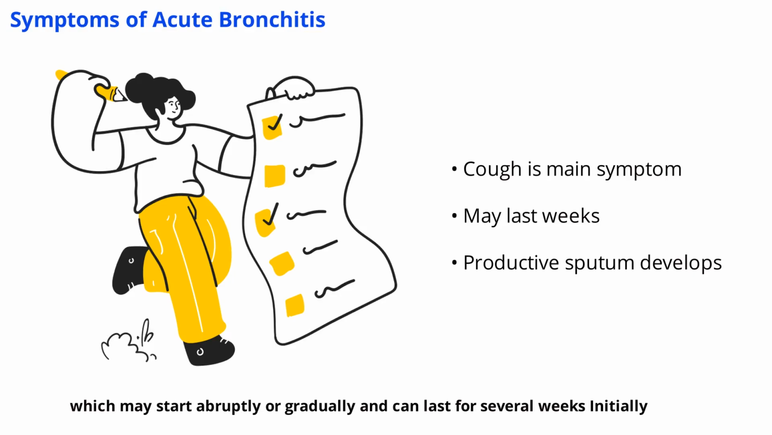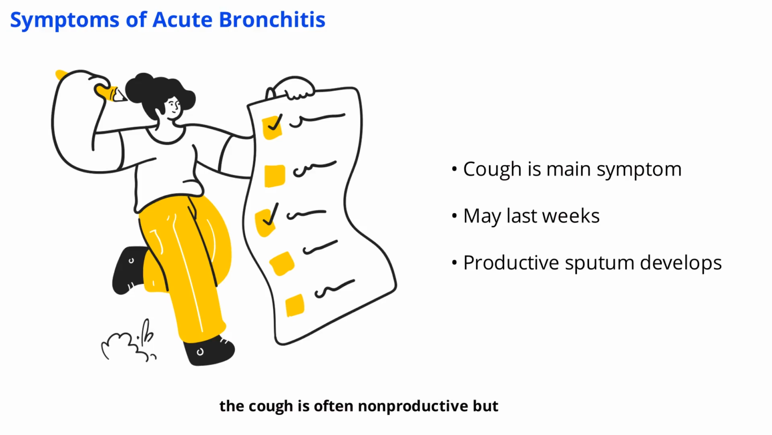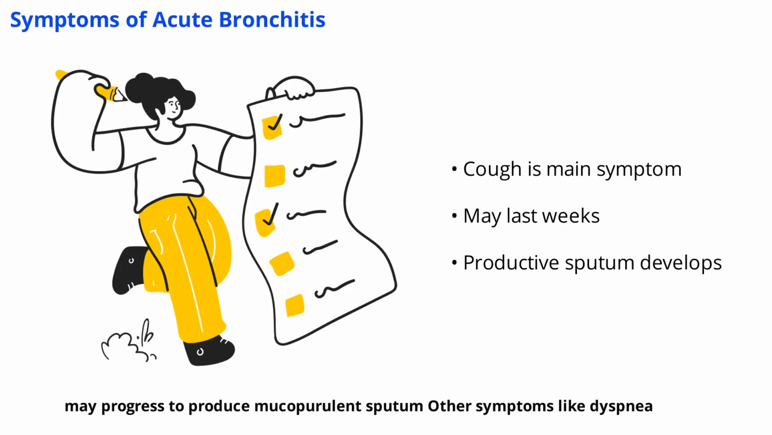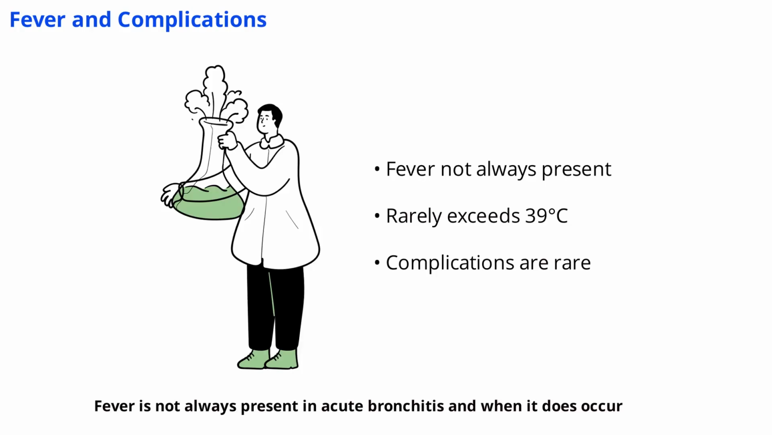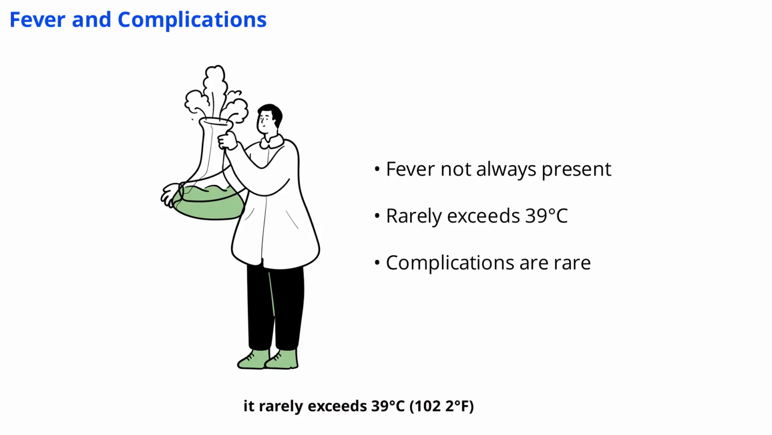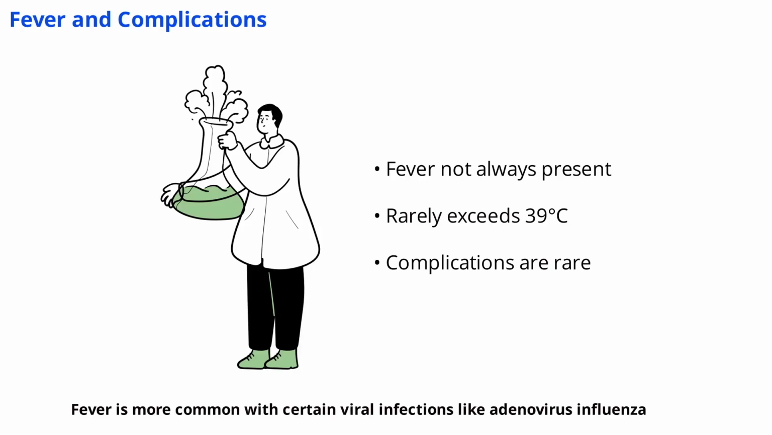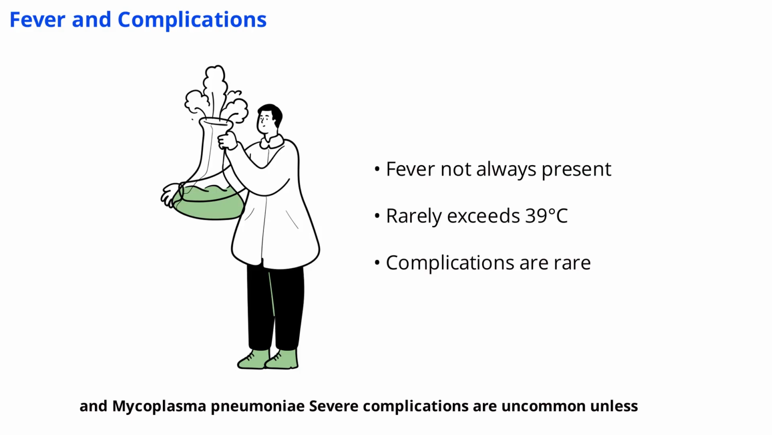Initially, the cough is often non-productive, but may progress to produce mucopurulent sputum. Other symptoms like dyspnea, cyanosis, or airway obstruction are rare unless there is underlying lung disease. Fever is not always present in acute bronchitis, and when it does occur, it rarely exceeds 39 degrees C, 102.2 degrees F. Fever is more common with certain viral infections like adenovirus, influenza, and mycoplasma pneumoniae.